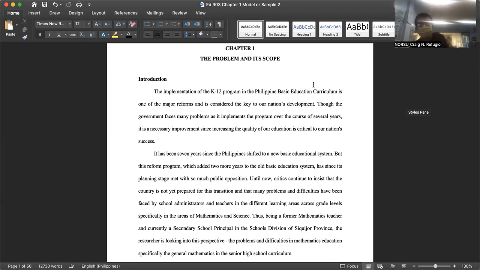So in chapter 1, the title is the problem and its scope. And then the first part is introduction. And then there's a separate document that I uploaded in the stream of our Google Classroom, and that document is telling about how you are going to write the introduction. Do you remember that document? Yes, sir.